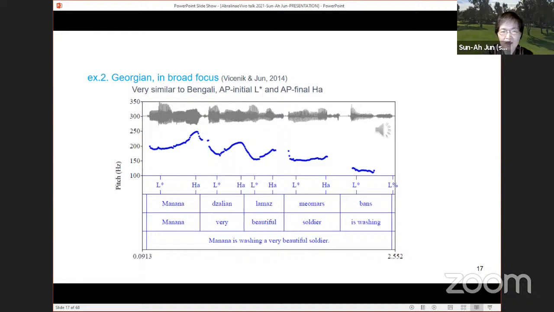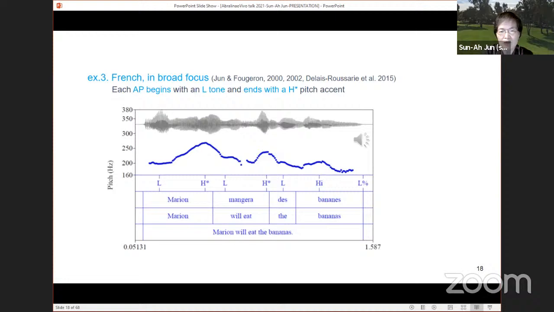On the other hand, French is also a head-edge prominence type language, but in French, stress is not initial, but at the end of the word. So the final full vowel is getting the pitch accent, and the initial is just the phrasal AP initial boundary tone. So the tonal pattern is very similar to Georgian or Bengali, having a rising tone pattern: low, high, low, high, low, high. But now high is the pitch accent and low is the boundary tone. Marion mangera des bananes.